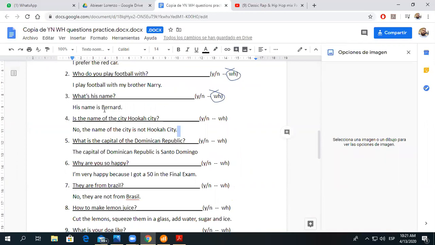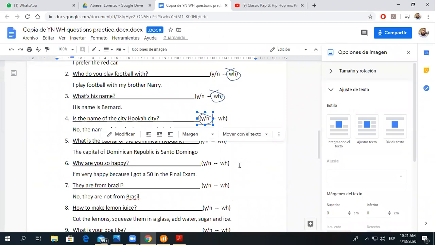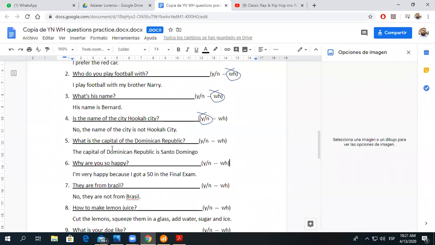Yes, it's third person. No, the name of the city. Oh, sorry, I missed that one, but you got it now. We show this one. So this is a yes or no question. What is the capital of Dominican? Capital? Yes. What is the capital? Yeah, that's correct.